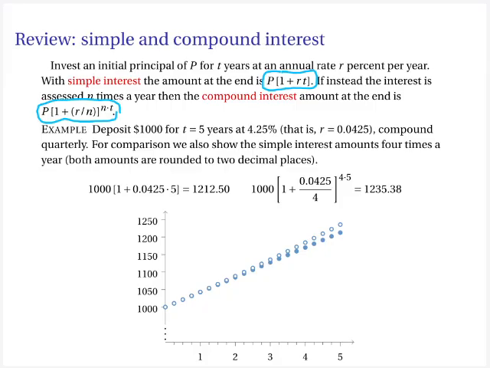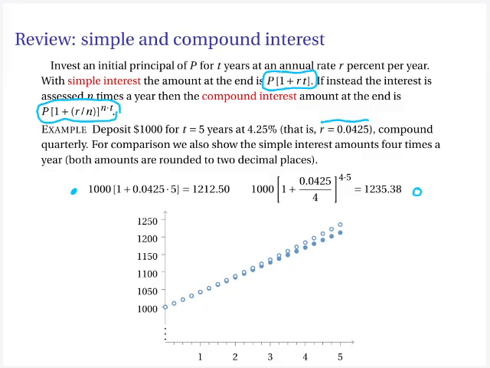Again, I expect that all this stuff is old hat for a person watching this, but nonetheless, maybe you can use a prompt. So my example is deposit $1,000 for 5 years at 4.25%. And really the major point of this example is you've got to convert that to a decimal. And I'm compounding quarterly. I did simple interest and compound interest, and I showed the dots at every quarter. So these are the filled in dots, and these are the open dots.